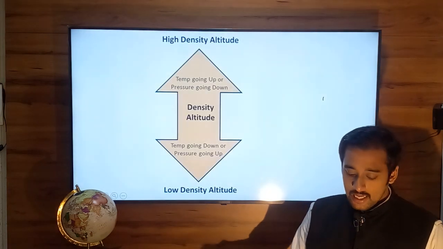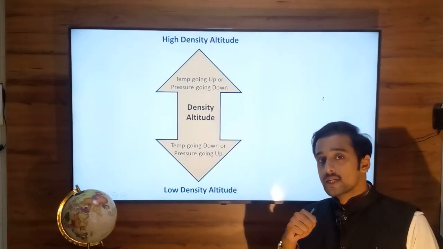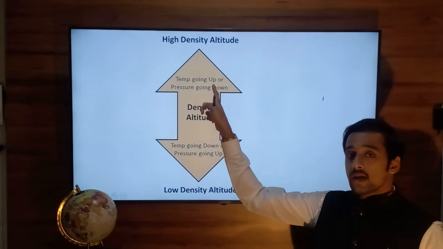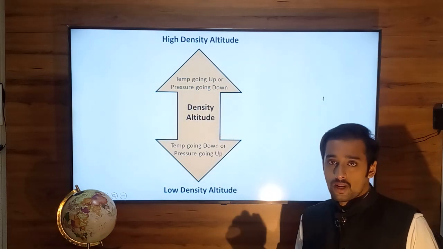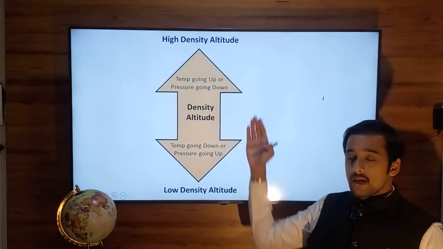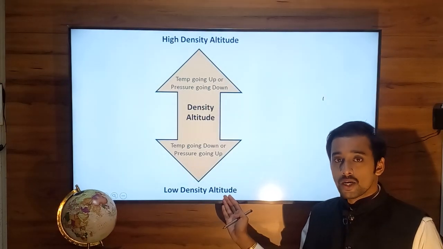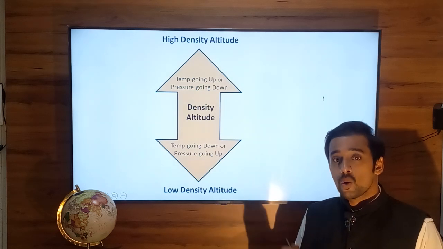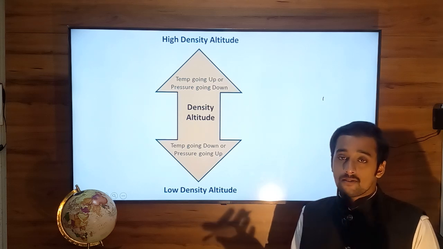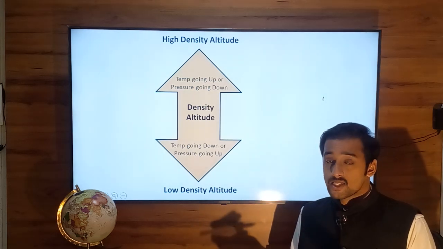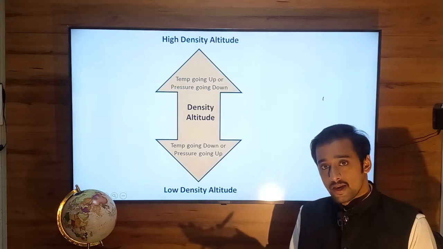Next point, high density altitude and low density altitude. So what will give you high density altitude? What conditions? Temperature going up, temperatures getting hotter and hotter, and pressure going down. Lower and lower atmospheric pressure means high density altitude. Temperatures going down, but pressure going up, low density altitude. Low density altitude means the density altitude is getting closer and closer to the elevation of your airport where you are situated. High density altitude means, like we saw in the previous slide, you may be at 0 feet mean sea level, but if the density altitude is 20,000 feet, actually you cannot take off from that airport.